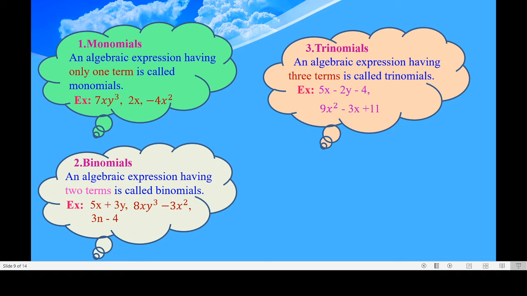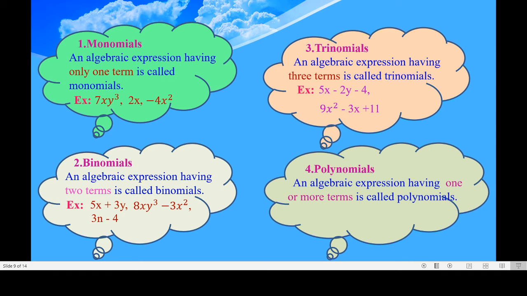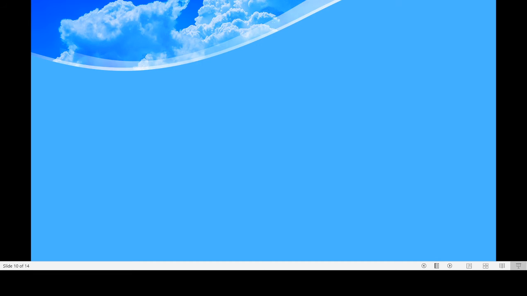So in these examples, we are having three terms, therefore this comes under trinomial. The last type is called polynomial. An algebraic expression having one or more terms is called polynomial. For example, 5x minus 4. In this expression, we are having two terms. The next example, 11x square minus 2y square minus 3. In this example, we are having three terms. 7n, we are having only one term. All these come under polynomial.